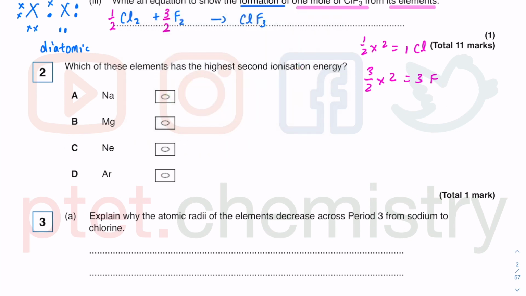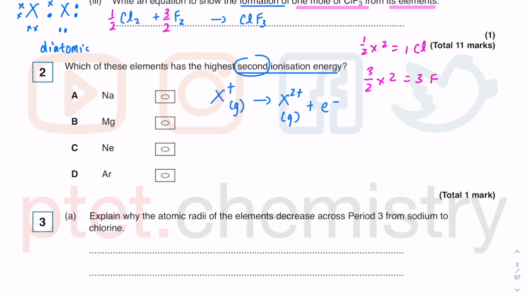Question number 2: which of these elements has the highest second ionization energy? This is a trick question. This is talking about second ionization energy. We're talking about X plus gaseous ion becoming X2 plus gaseous ion plus electrons.